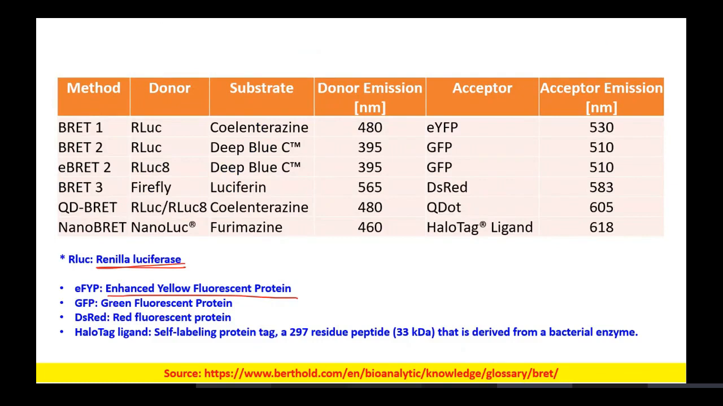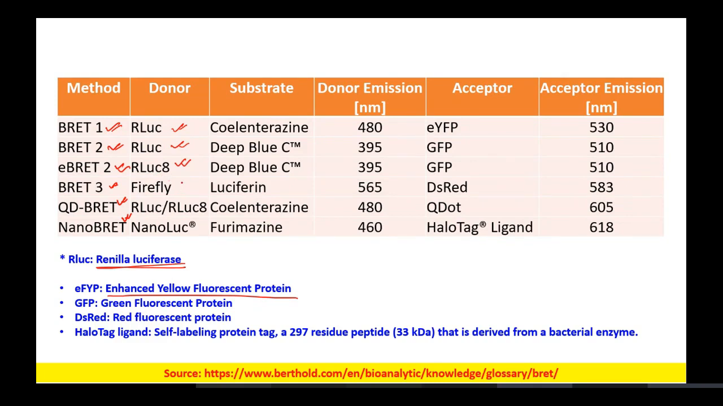So there are different types of BRET analysis: BRET 1, BRET 2, eBRET 2, BRET 3, QD BRET, and NanoBRET. Here the donor is R-Luc, the Renilla luciferase enzyme. This is the recombinant form of the Renilla luciferase enzyme.